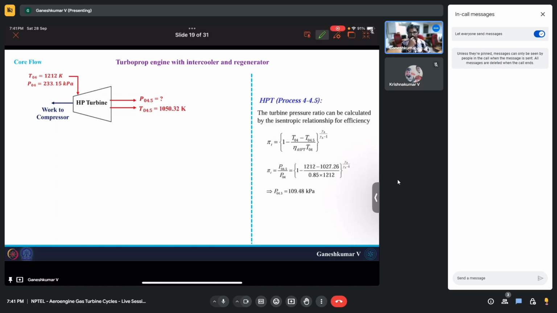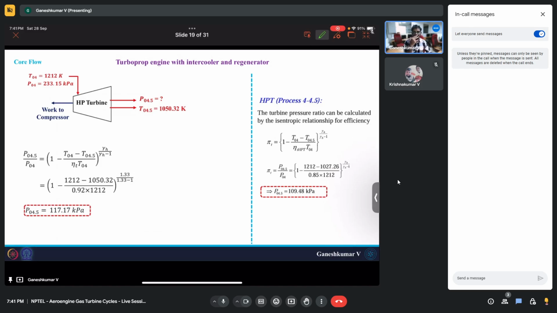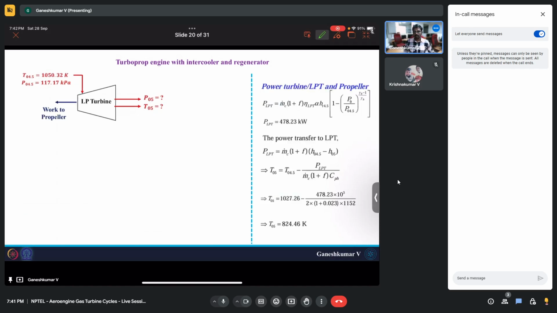And the pressure, as expected, should be higher than P04.5 from the lectures. So let's see what happens. As expected, the pressure is also higher, because we need not extract more energy out of the HP turbine. If we need not extract more energy, the exit pressure and temperature are going to be higher. So P04.5 is around 117.17 kilopascal. All right. Now the LP turbine, or you can say the power turbine, which is going to run the propeller.